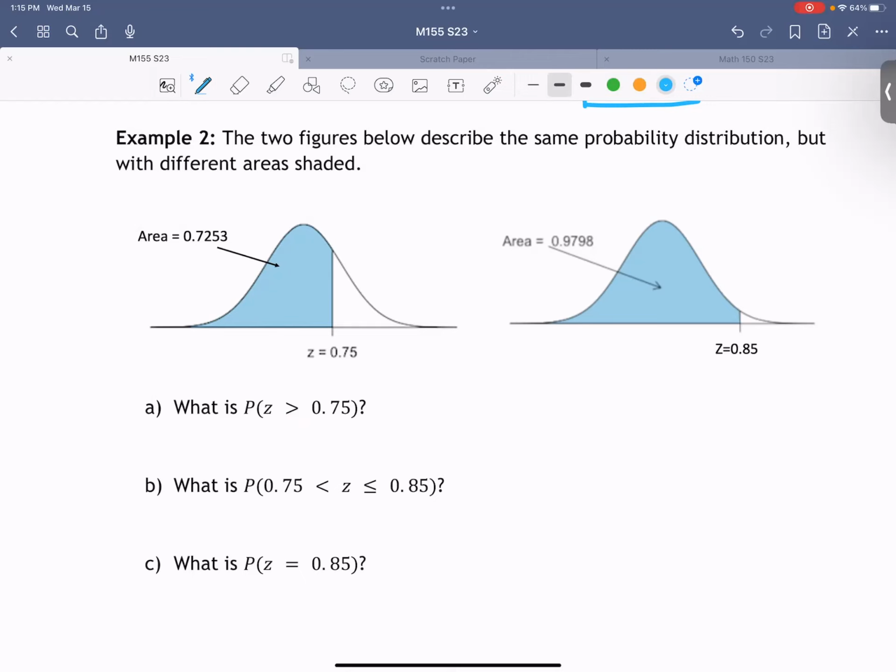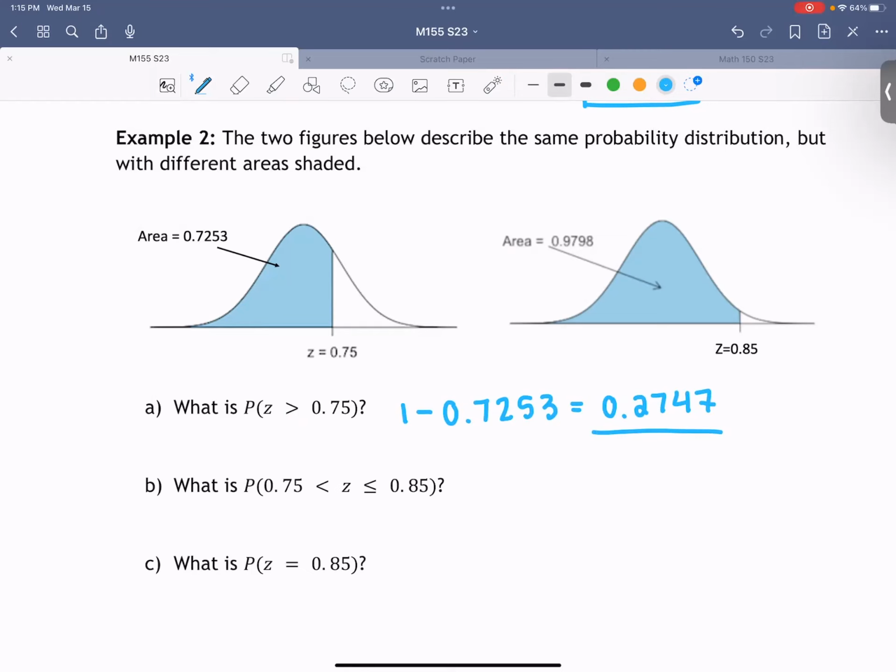Rylan? I did 1 minus the area of everything to the left of 7. Perfect, right? So 1 minus the 0.7253. And when you subtracted that together, you should have gotten 0.2747, I think. So that should have been the answer to part B.